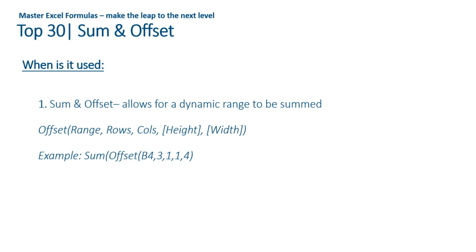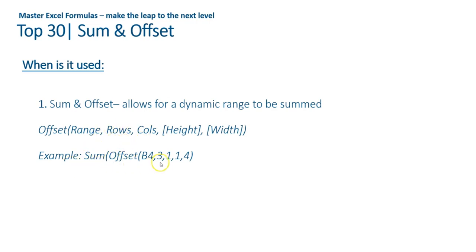This is more like a combination, really, because offset is a formula that usually goes with other functions such as sum or average. So what does it do? Basically it allows for a dynamic range to be summed or averaged, etc. What is the structure of sum of offset? As you can see, we need to have a range reference, and then rows, columns, height, and width. You will see what I mean by all these things when I give you the example.